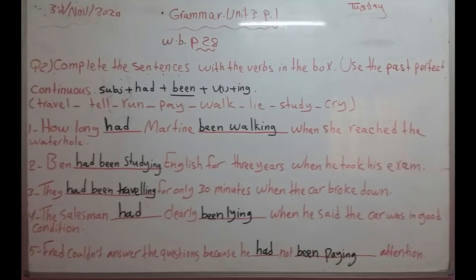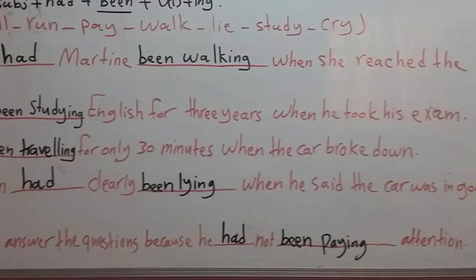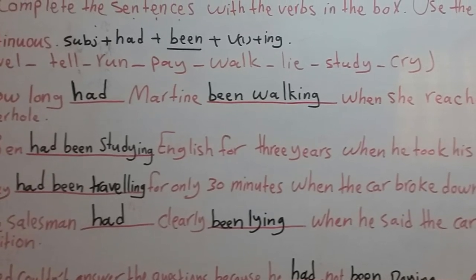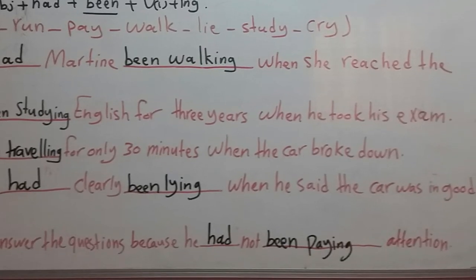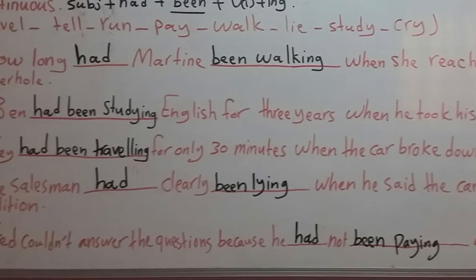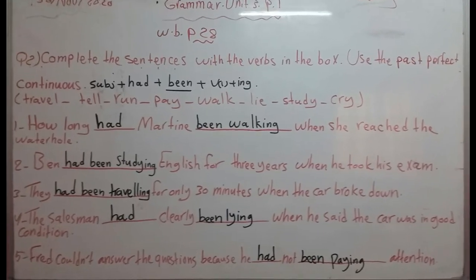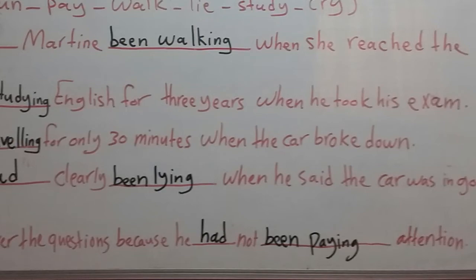Number five. Fred couldn't answer the question because he had not. بعدين then, بعدين the appropriate verb is pay. يعني يعير. وضيف لها ING, paying attention، لم يعر الانتباه عشان هيك ما عرف يجاوب الأسئلة. لاحظوا هون عندي not عادي بالسؤال، بحطها بين been و paying، كيف بحس النفس.